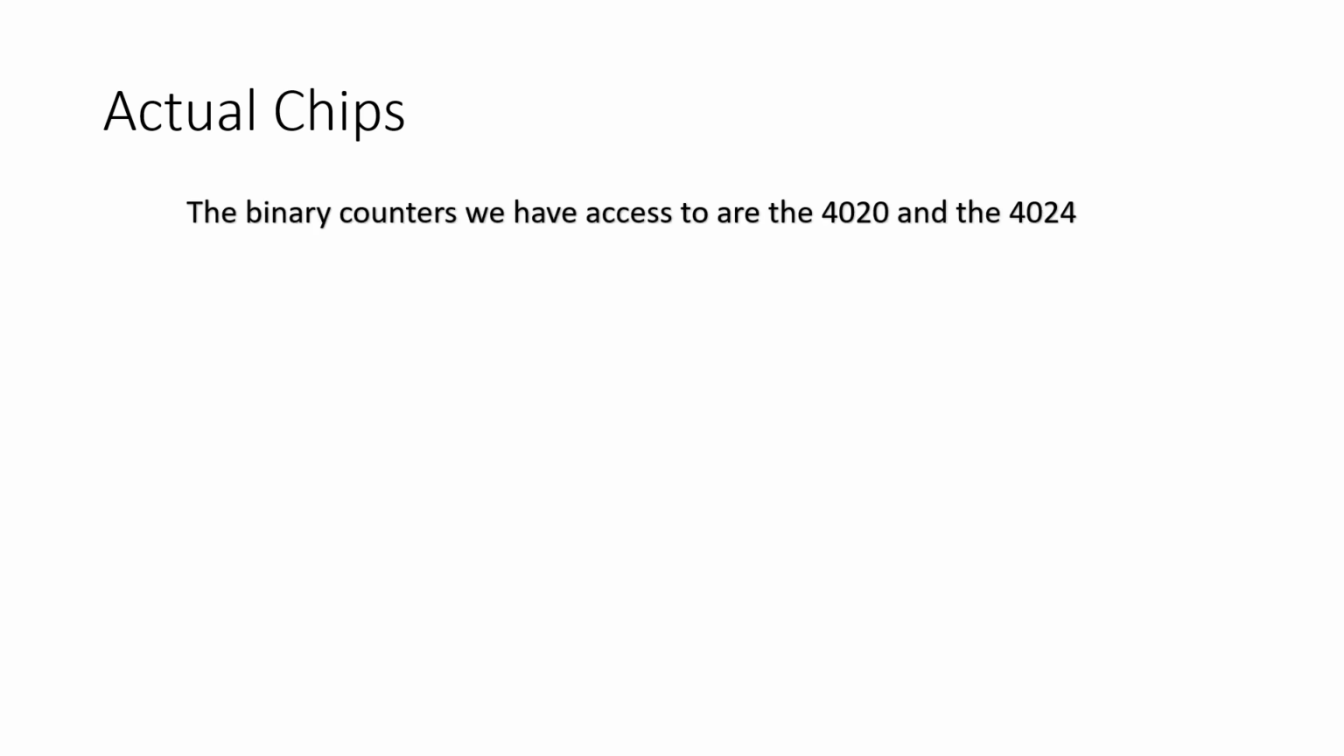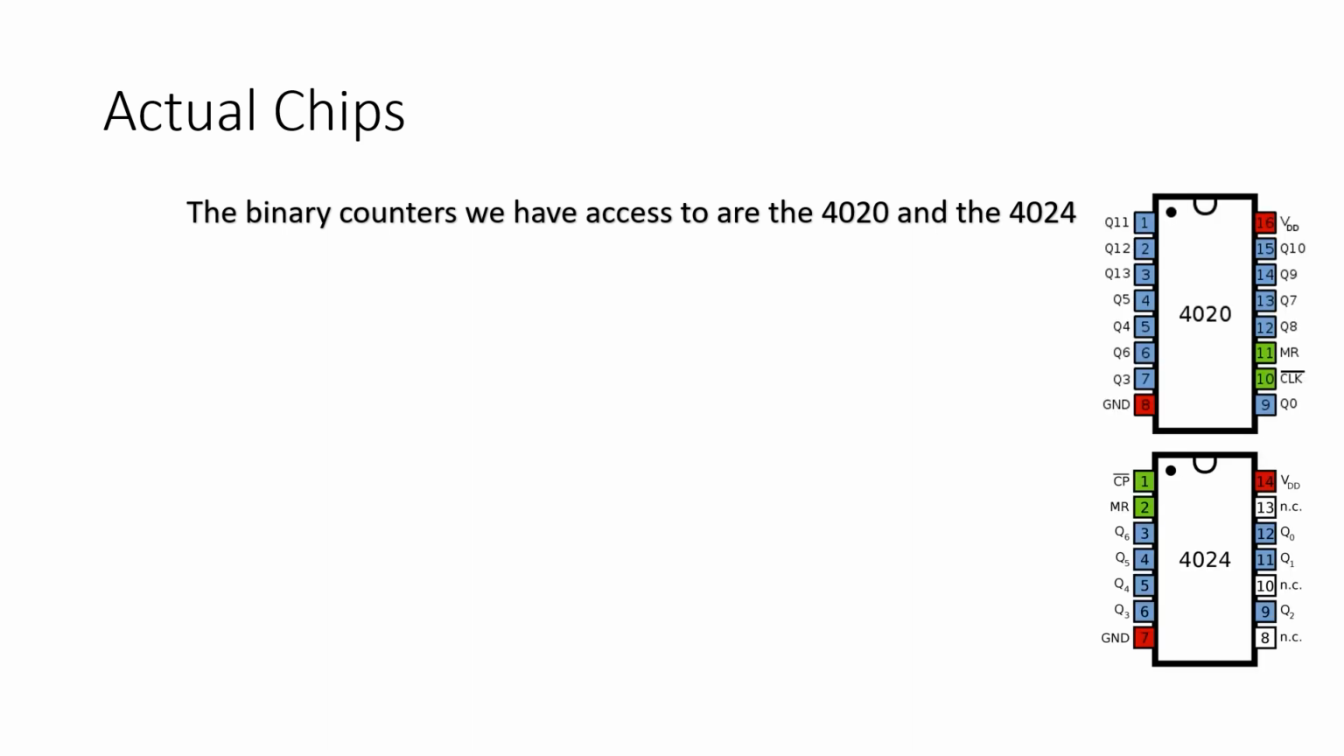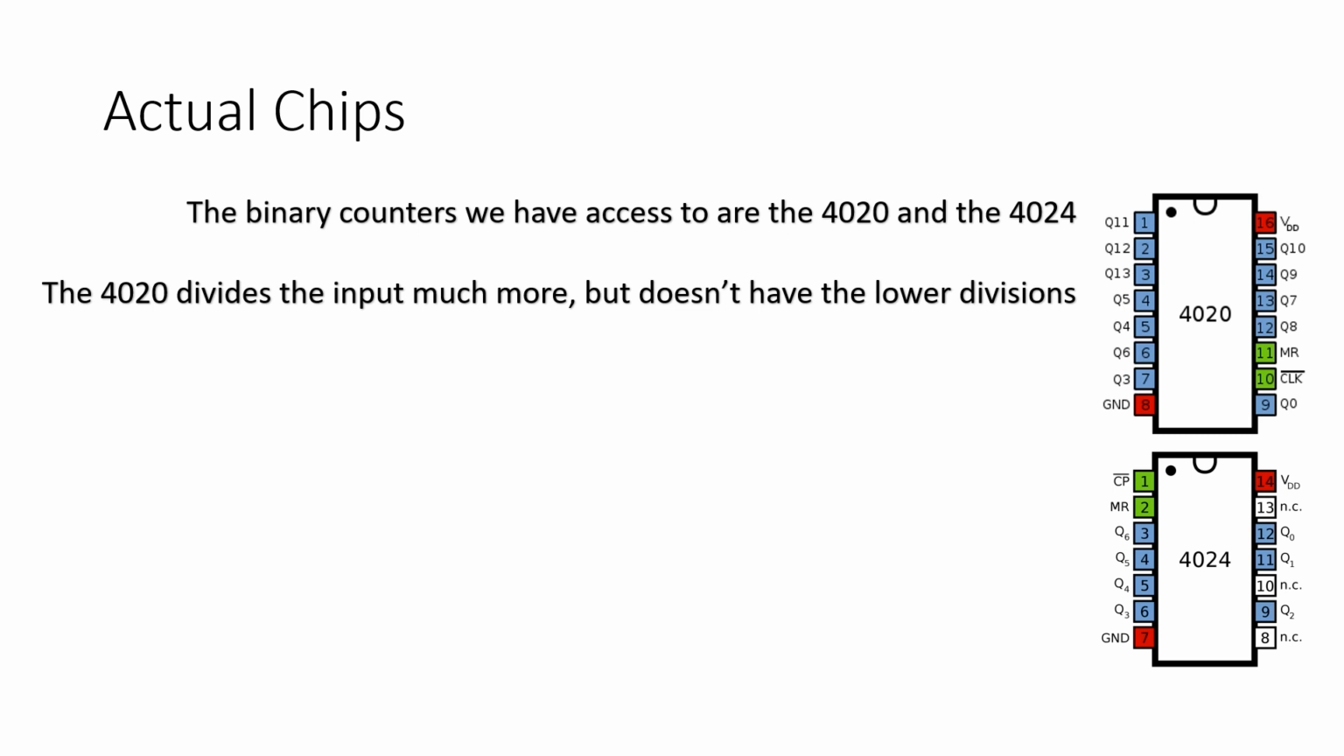So far we've just been talking about dividing by 2 and how many times we need to. Now it's time to actually look at what chips are available and how we're actually going to implement it. The two chips that I have a lot of are the 4020 and the 4024. These are both binary counters that complement each other quite well, so we're going to actually make use of one of each. The 4020 divides by more, but it doesn't give you the smallest divisions.